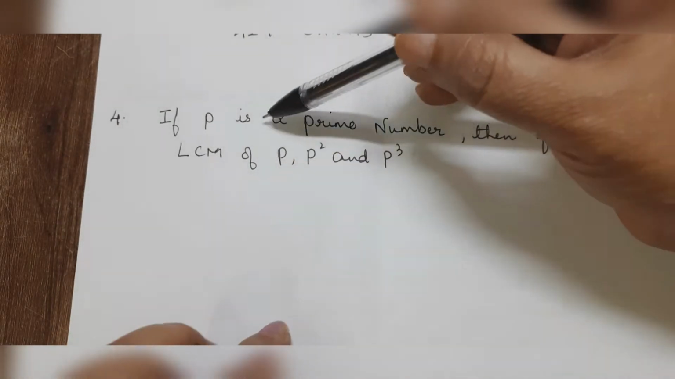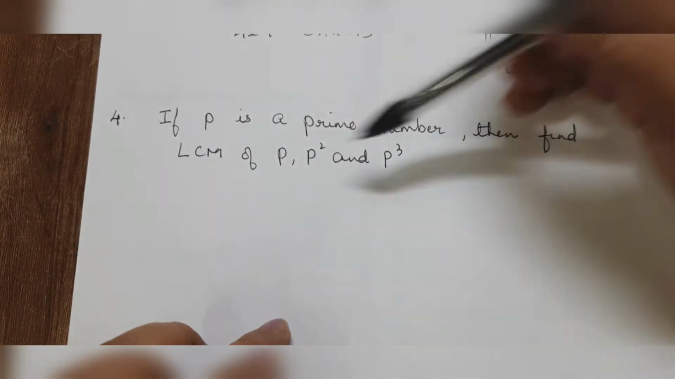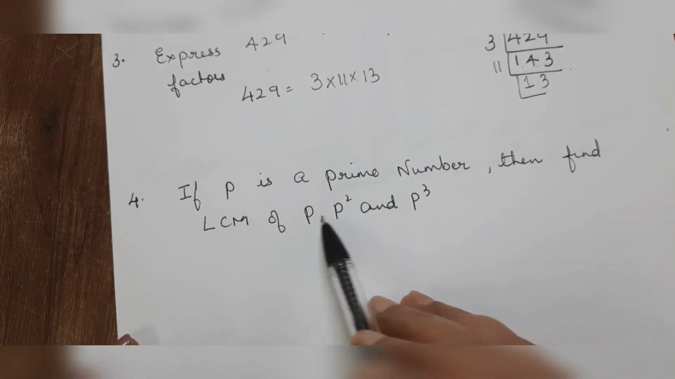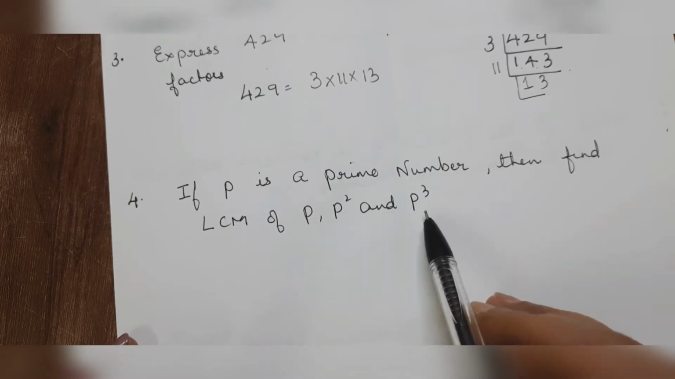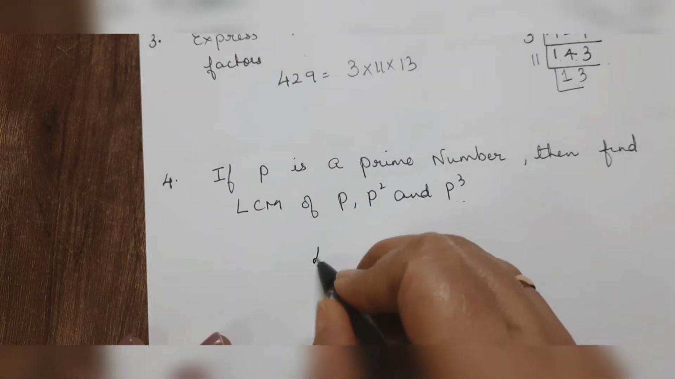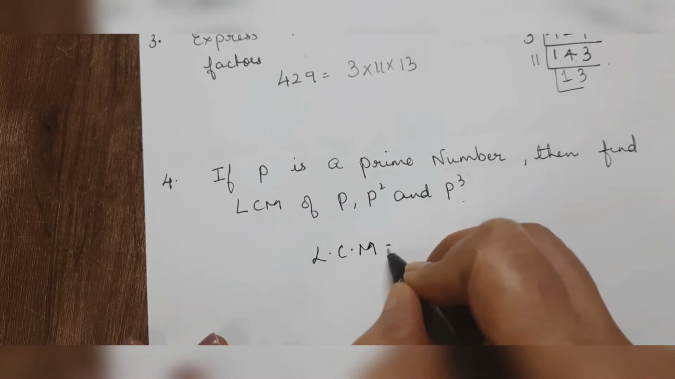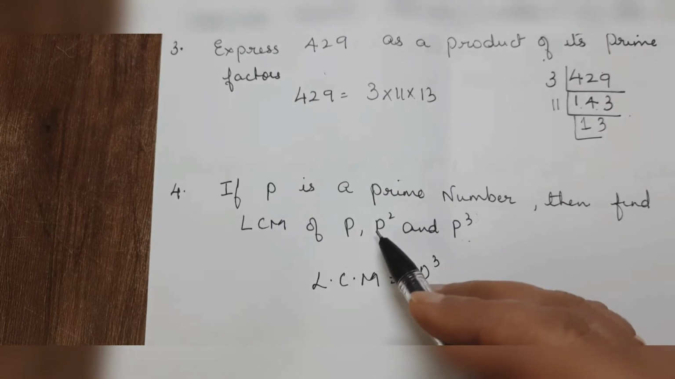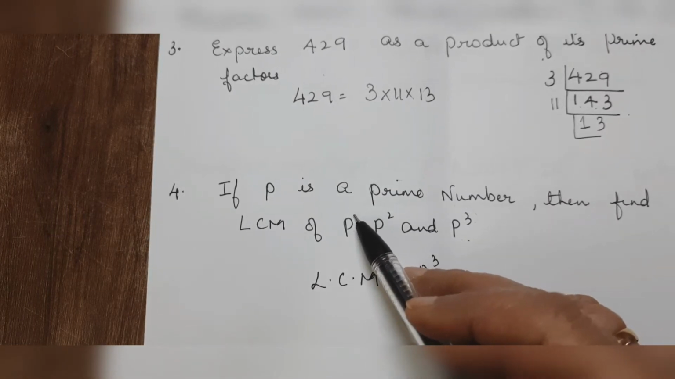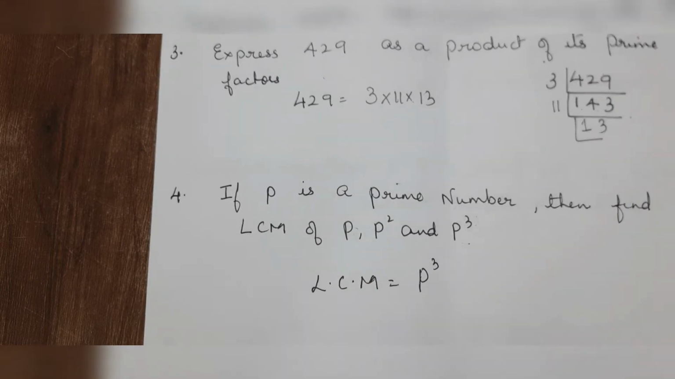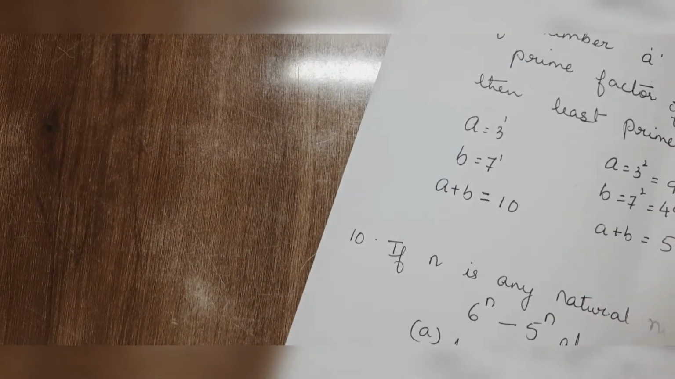Then if p is a prime number, find the LCM of the given terms. Here we have to play a little bit of a trick. In all three terms p is there, which is the highest degree? 3. So LCM will always be taken with the highest degree, that is p cubed q. If the same question asked for HCF, you have to look for the lower degree, that is p will be the HCF.